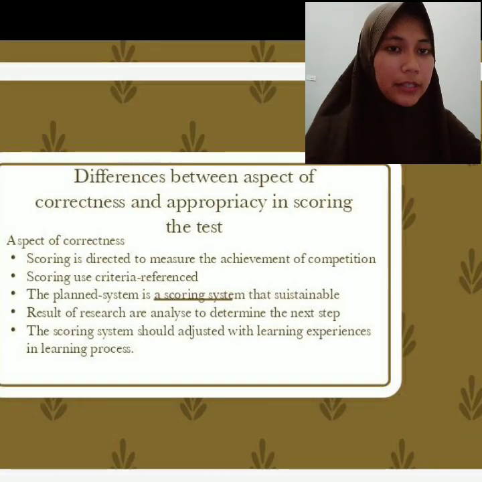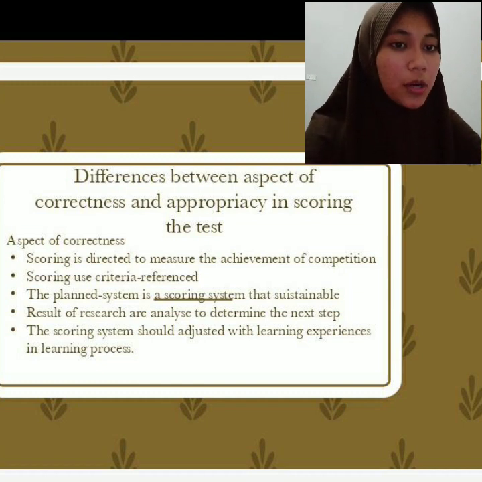Okay, the third material is differences between aspect of correctness and appropriacy in scoring the test. Aspect of correctness. Scoring is directed to measure the achievement of competition. Scoring uses criteria reference. The scoring system is sustainable. Results of research are analyzed to determine the next step. And the last, the scoring system should be adjusted to learning experiences in the learning process.